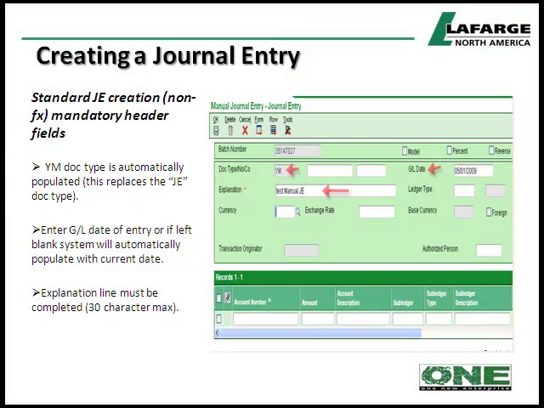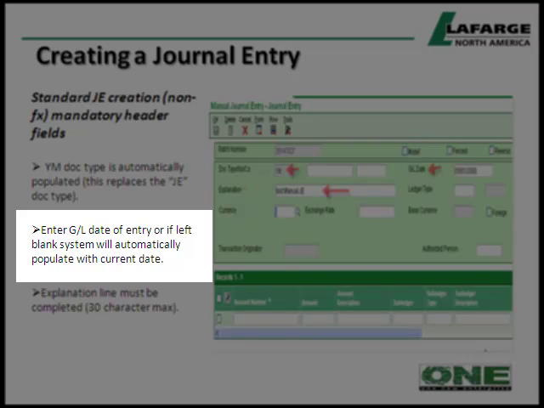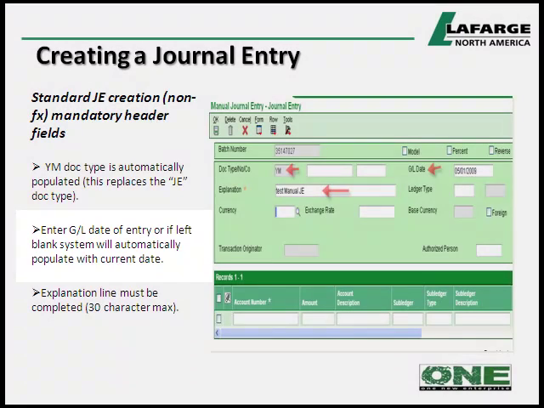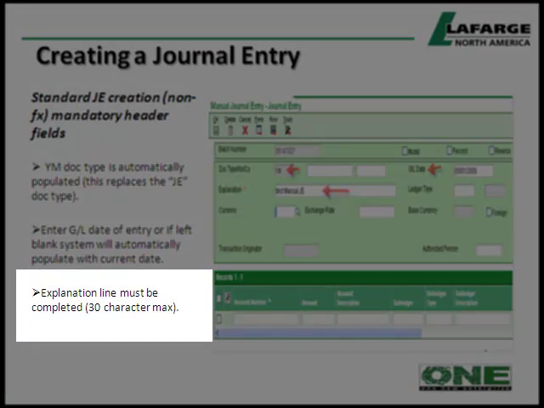The second is the GL date. Enter the GL date of your entry, or you may leave it blank and the system will automatically populate it with the current date. The third is the explanation line. This line has a max of 30 characters.